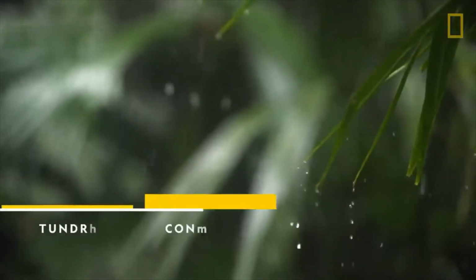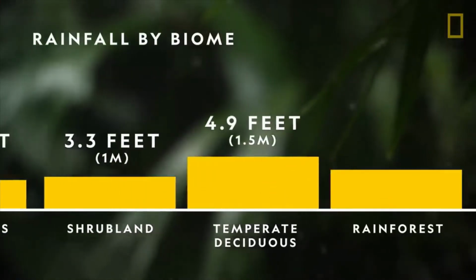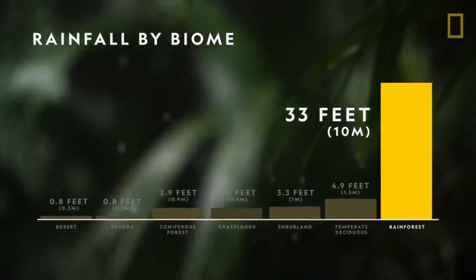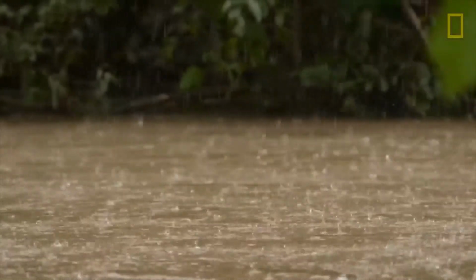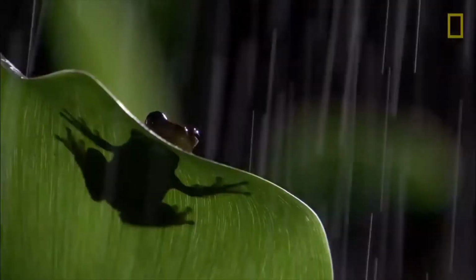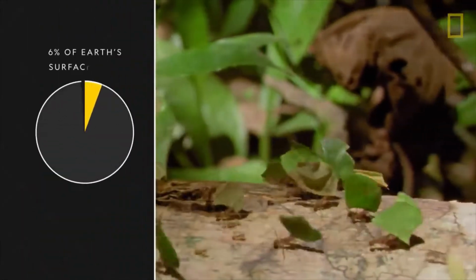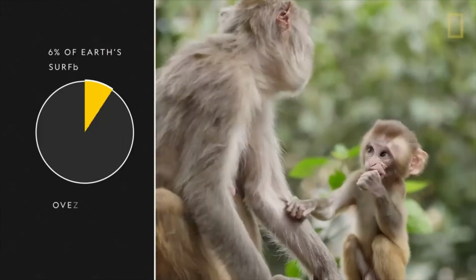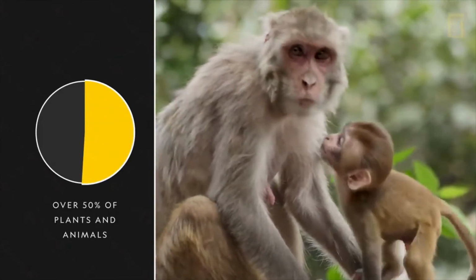As their names imply, tropical rainforests are the wettest forests on Earth, receiving up to about 33 feet of rain per year. This precipitation plays a critical role in creating an exceptionally lush and biologically diverse habitat. While rainforests only make up about 6% of the Earth's surface area, they are home to over half of the world's plant and animal species.